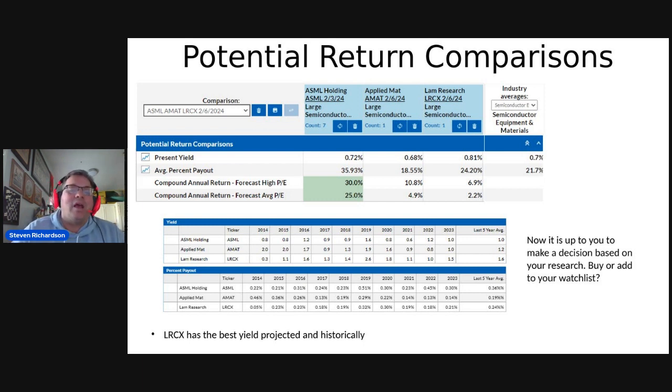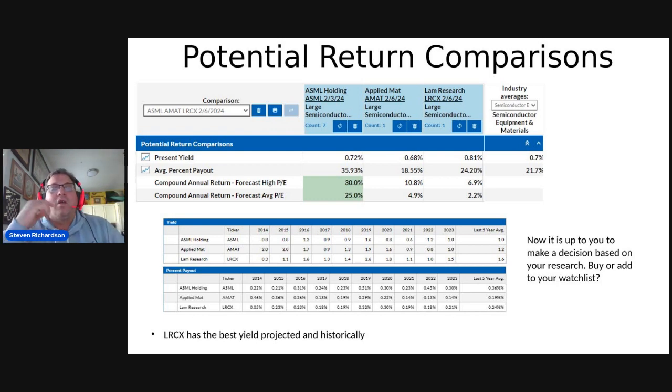At this point, Lam Research has the best yield, projected and historically. But Lam Research only had one, whereas ASML had seven. So Lam Research might go on your watch list, and ASML maybe all of these. I mean, this is the first time that I've looked at an industry where all three companies that I looked at made the grade, the quality, to where I moved on to judgment. Usually, there's a bunch of stinkers, as far as quality goes, and only a couple that are worthy of moving on. This is kind of strange.